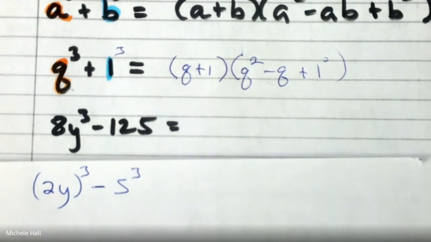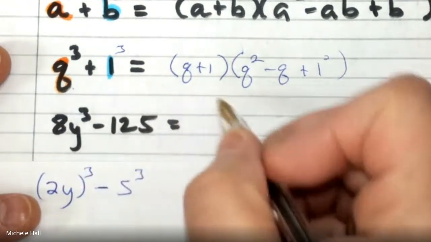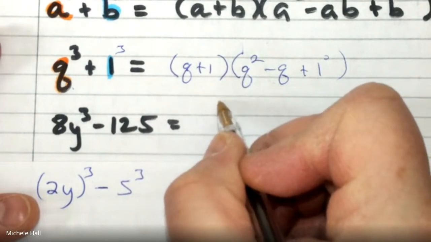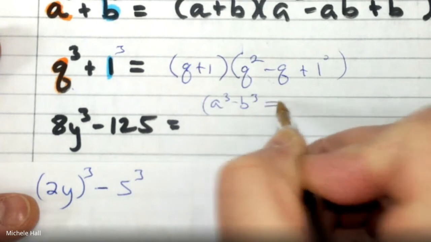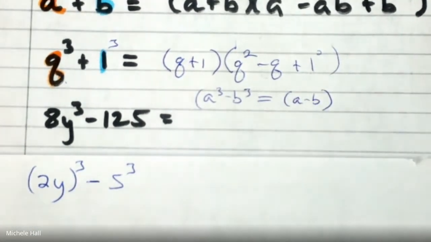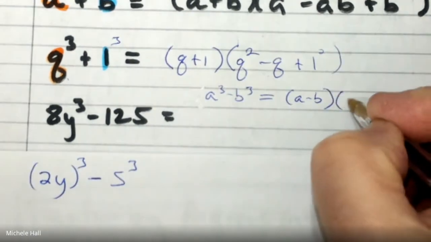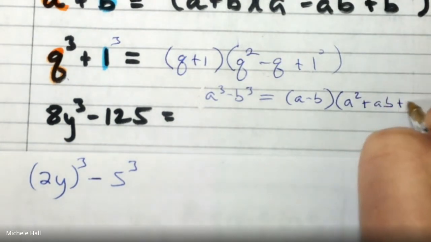I don't have the formula up there for the minus. The signs are different. So I need to rewrite my formula right now. We'll write it right here. It's going to be a cubed minus b cubed equals a minus b, times a squared plus ab plus b squared. The signs are different.